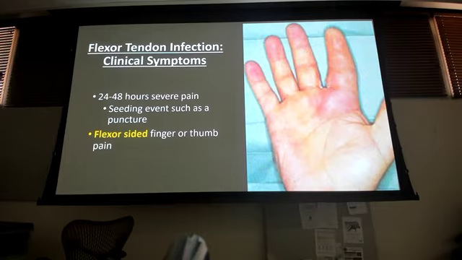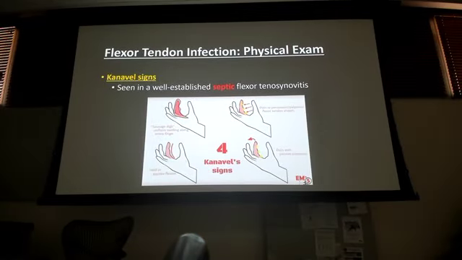Okay. You'll hear the term sausage digit here in a second. There it is, sausage digit. I love sausage, right? Sausage is the best. I love German food, right? But sausage digit in this case is not good. Okay, so that means that the swelling is all the way around. It's not just on the flexor side, but it also moves its way around to the extensor side too. That's not a good finding.